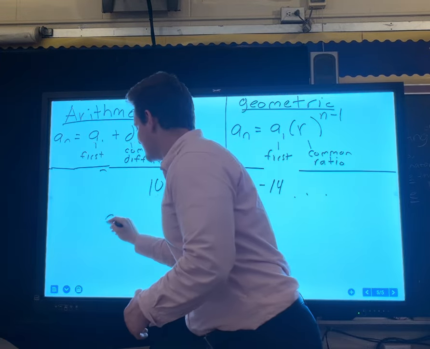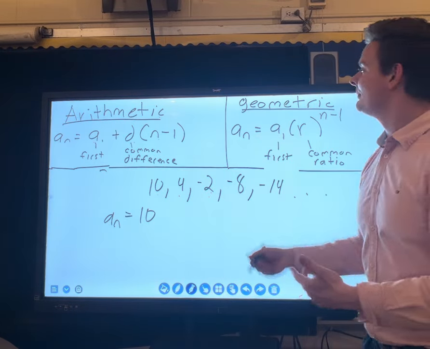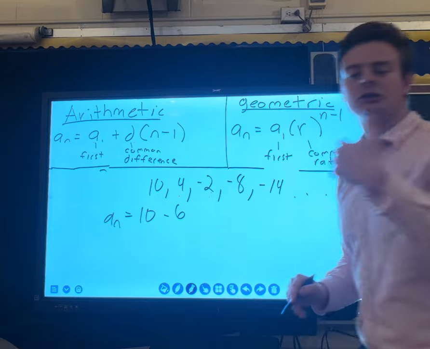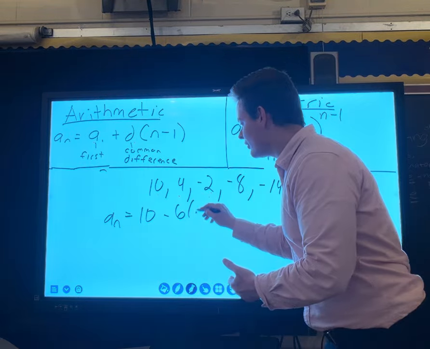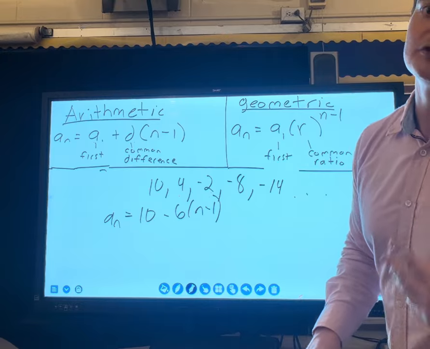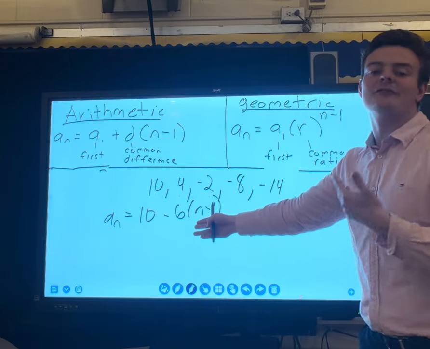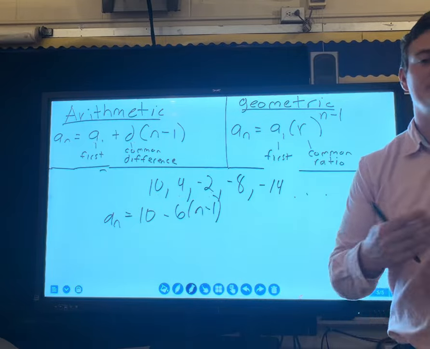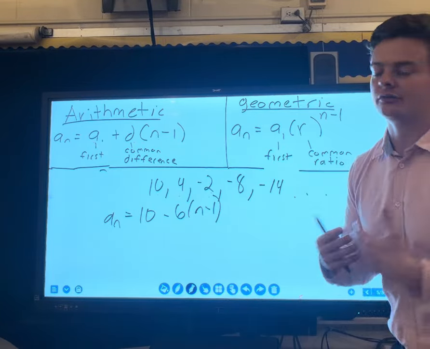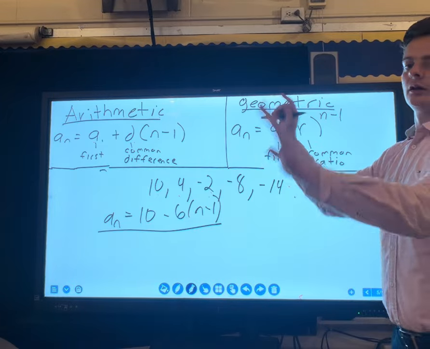So I write my formula, a(n) equals, my first term is 10, plus my pattern, or my common difference. We said the pattern was minus 6, so I put a minus 6. And then it's always n minus 1. And the n minus 1 is there if I want to plug in any number I want to find. I can plug in 51 there, and it'll tell me the 51st term. And I can plug in 201, and it'll tell me the 201st term. But this is the pattern for that. Cool.